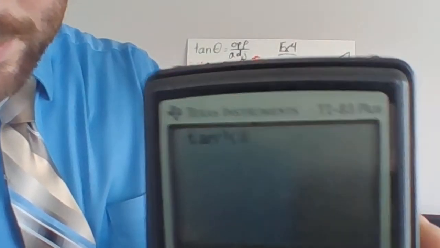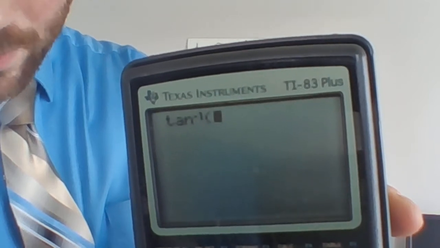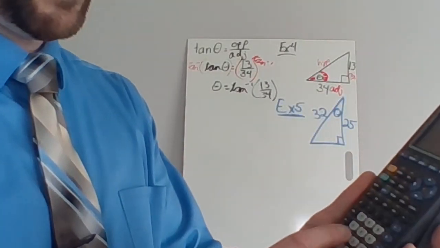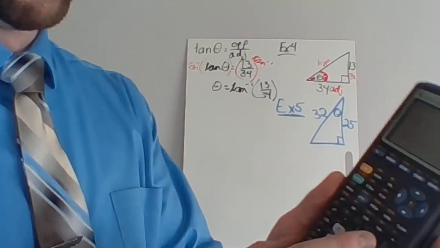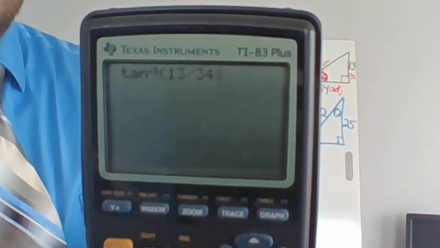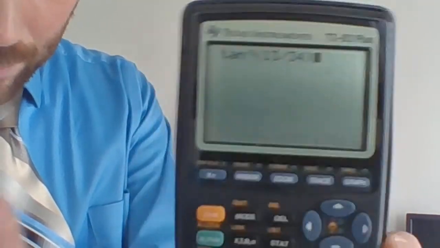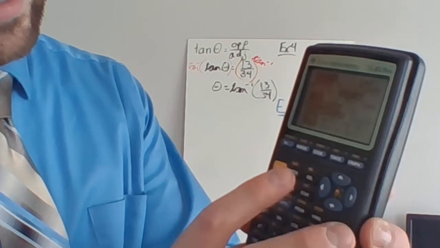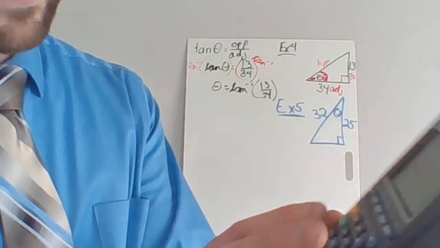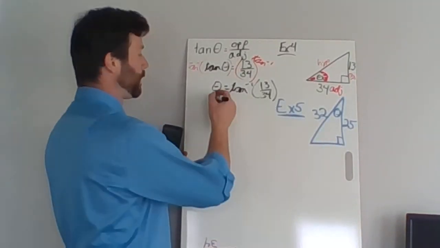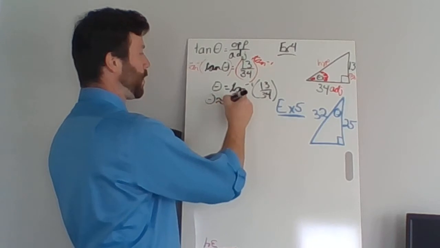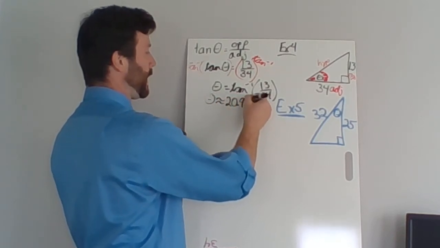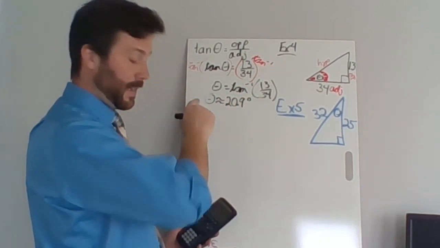and if we look close, we can see it says tangent to the -1. Then we'll type in 13 divided by 34, close those parentheses. Now just double check, make sure that you're in degree mode, and we get about 20.9. So that angle, theta, is approximately 20.9 degrees. Don't forget that degree symbol.